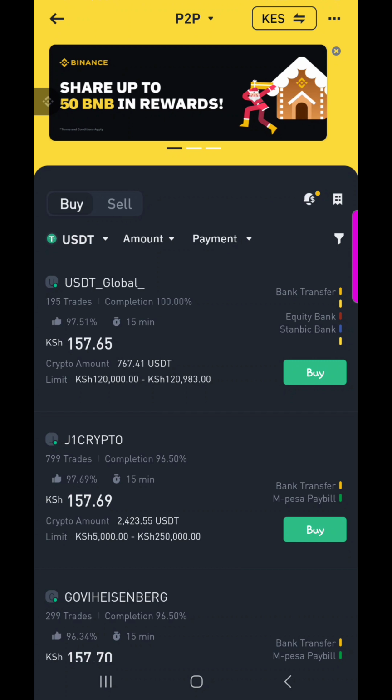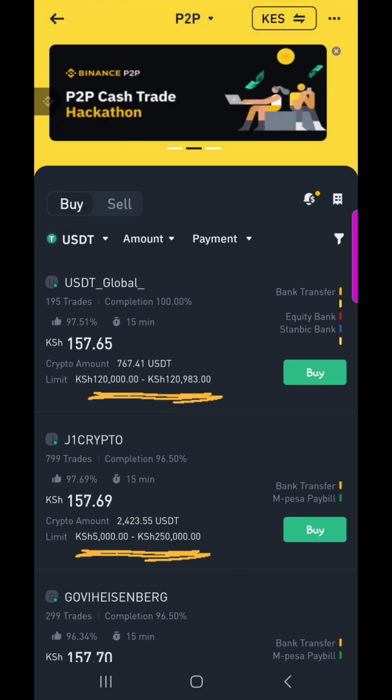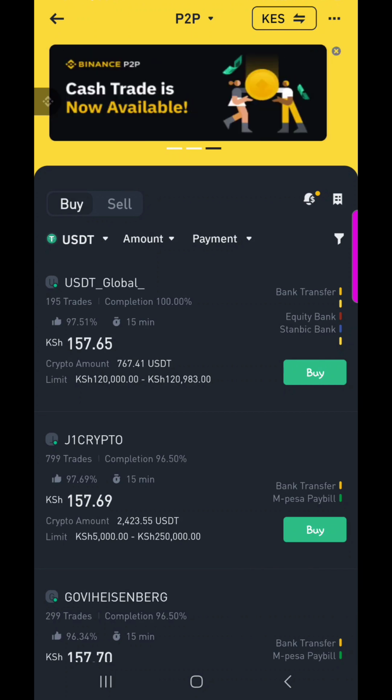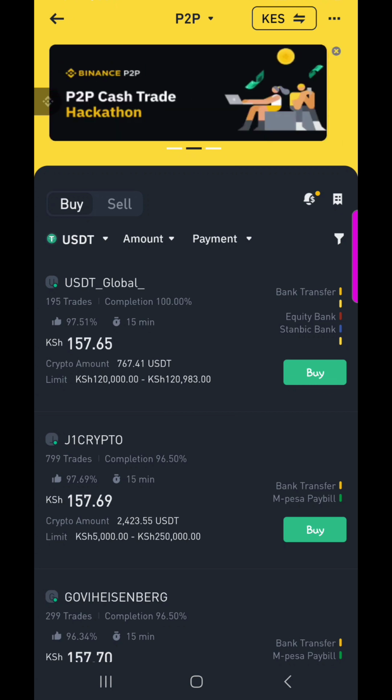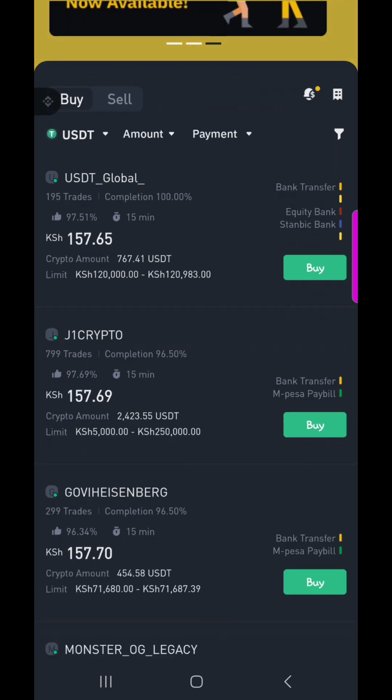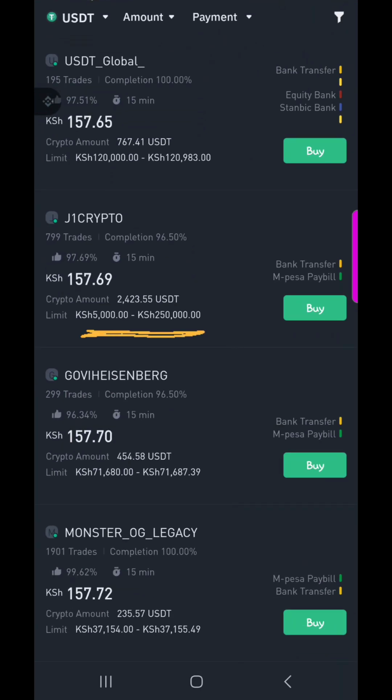Another thing I've also said is you want to see the minimum to maximum limits. Okay, so if you're going to trade 1,000 Kenya shillings, then this particular merchant here is not suitable for you because their minimum limit is 120,000. And maybe if you want to trade a maximum of 150,000 or 250,000, then it means you cannot use this first merchant here. You'd have to use a merchant that fits your range. For example, this second merchant here, who is between 5,000 to 250,000.